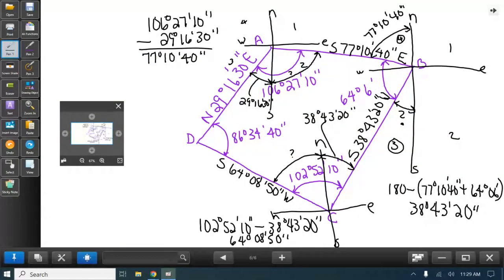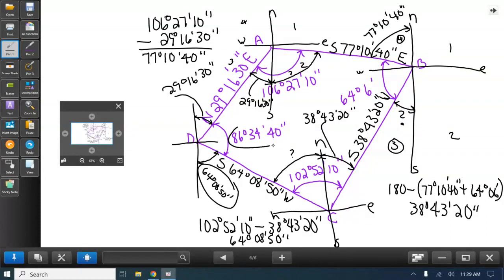So now I've got bearings in all 3 lines. What I would do right here, I would add this, this, and this, and see if it equals 180. Then I know it didn't mess up coming all the way around. If all 3 of those equal 180, which we aligned, then we're good.